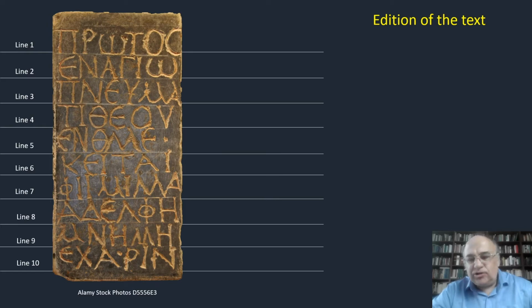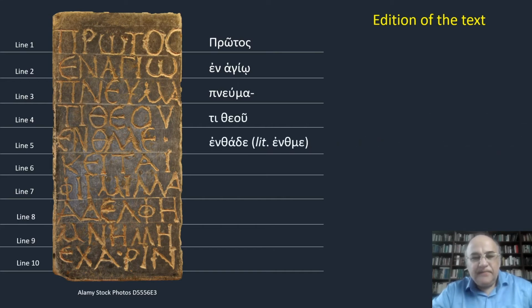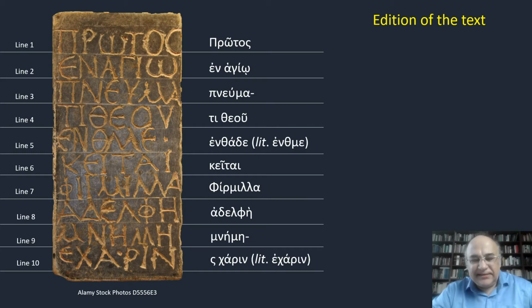Now we can see the transliteration of the text. Line 1, protos. In the second line, en hagio. In the third line, pneumati. In the fourth one, theou. Fifth line, enthade, literally enthme. And line 6, keitai. Line 7, firmilla. Line 8, adelphi. Line 9, mneme or mnimi. And line 10, charin, literally echarin.